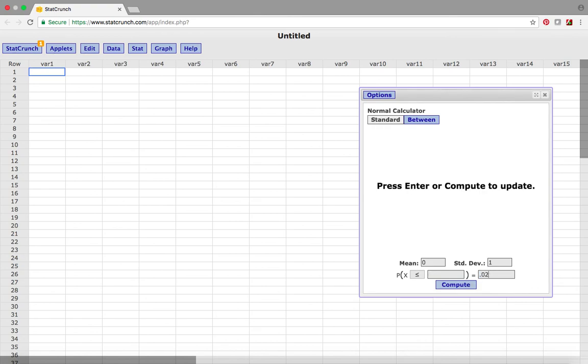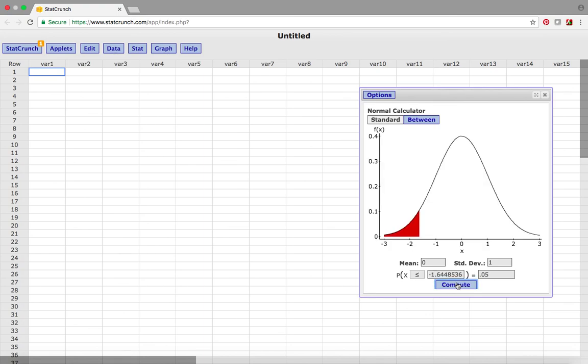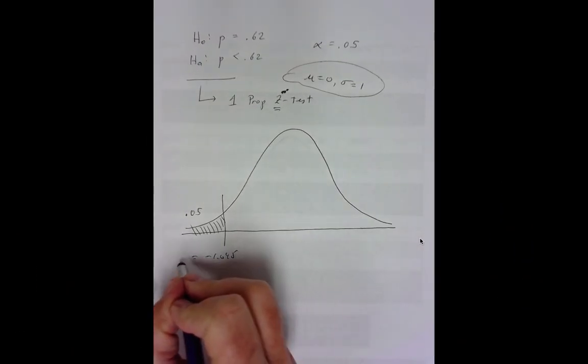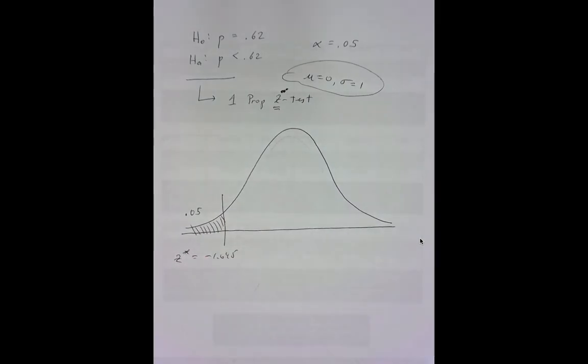No, I'm sorry. I'm doing a two-tail test, don't I? I'm sorry, a one-tail test. I was doing a two-tail, but I need to do a one-tail. All right, so negative 1.645 is the z-critical instead of the t-critical. So depending on the test that you use.